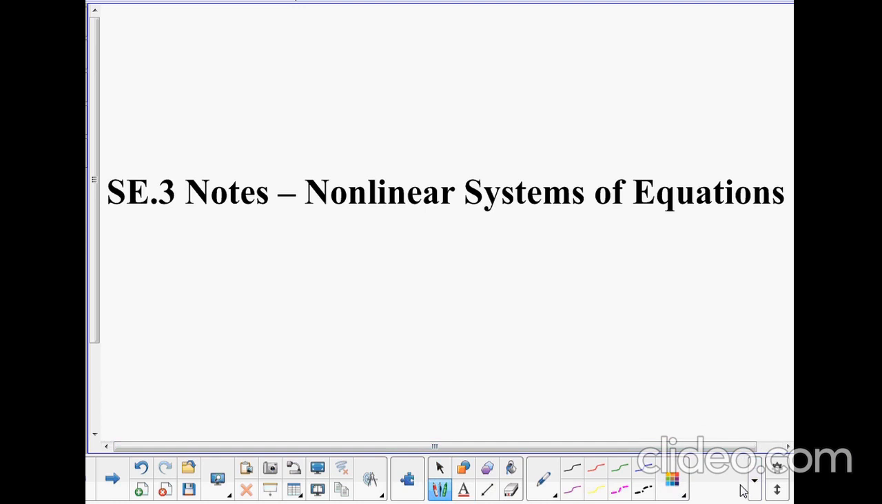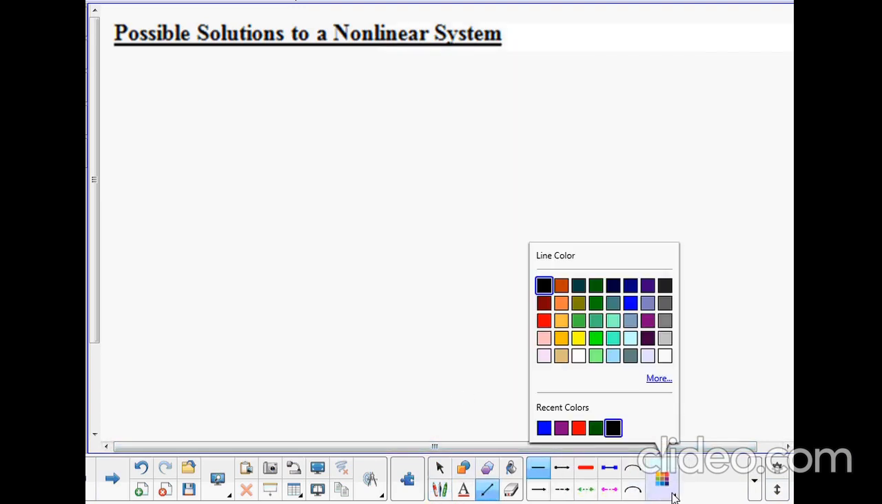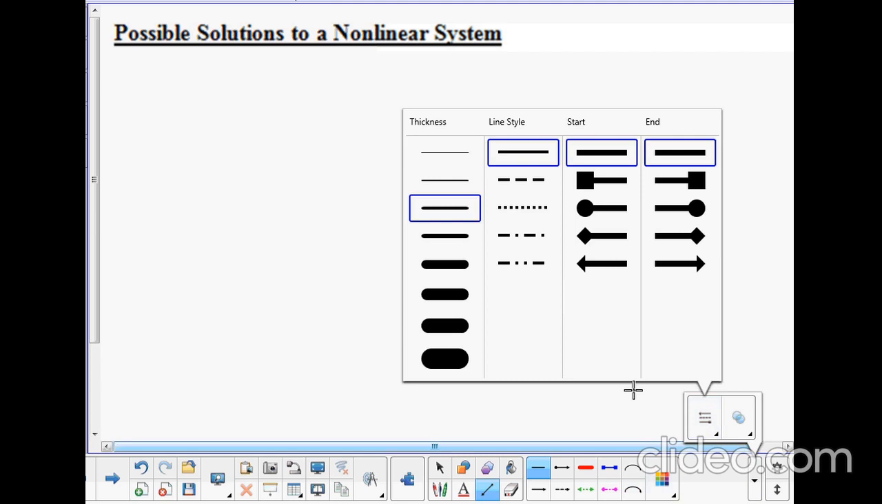So up to this point, we have looked at linear systems of equations in both 2 variables and 3 variables. Now we're going to progress a little bit further and take a look at systems of equations that could potentially be things other than lines. When we talked about solutions for linear equations, if you think about this graphically, we were taking a look at intersection points for lines.